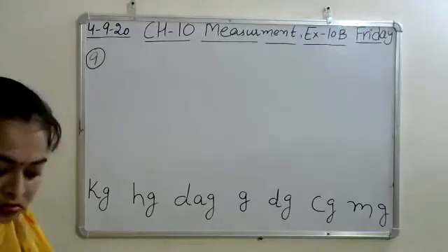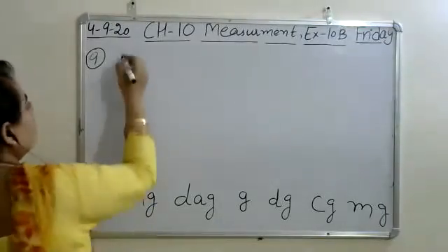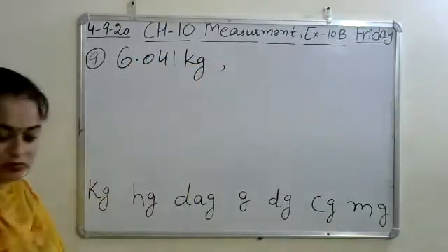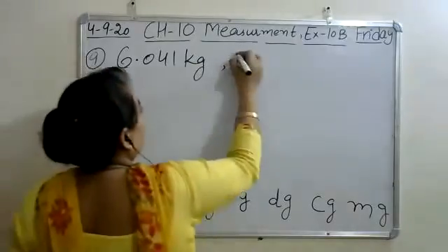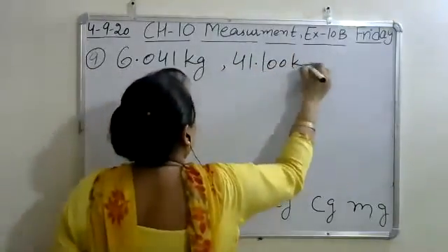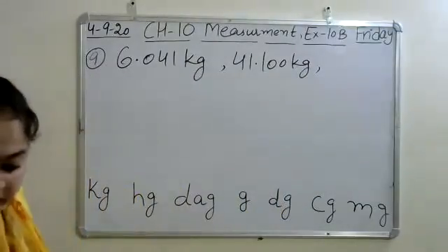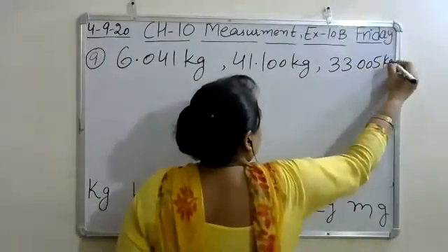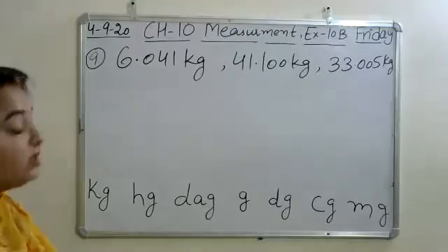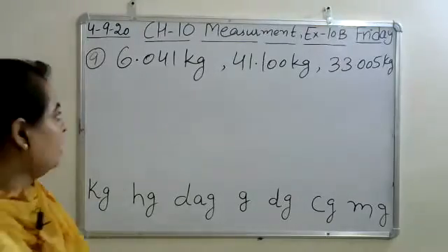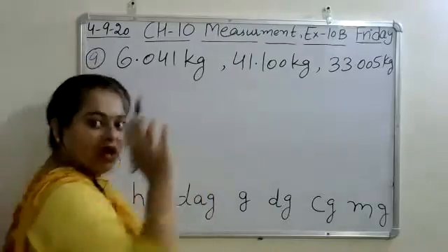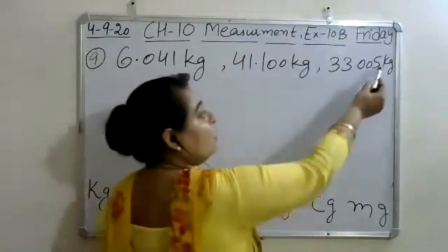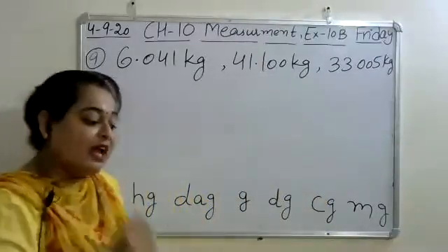Convert and add. 6.041 kilogram is given. Then 41.100 kilogram is given. And then 33.005 kilogram is given. The question is to convert to gram, then add. It means you will convert this kilogram to gram, you will convert this kilogram to gram, and you will convert this kilogram to gram. After converting, you will add.